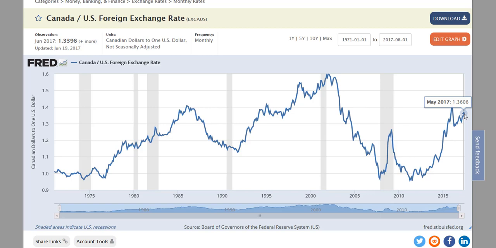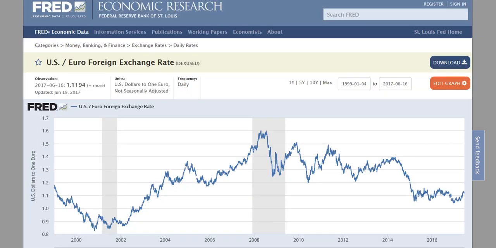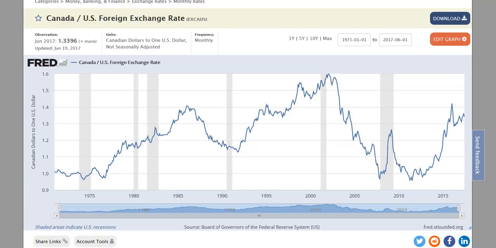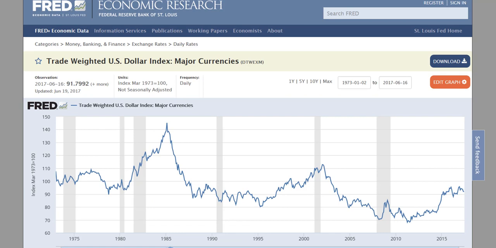So the paths are not identical. Again, showing that each currency pair behaves differently. This was the path for the euro against the dollar. This was the path for the Canadian against the dollar. And this was the trade-weighted index.